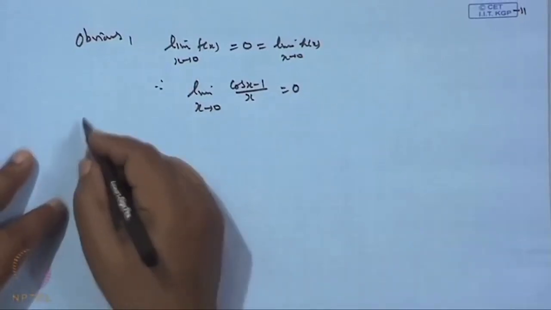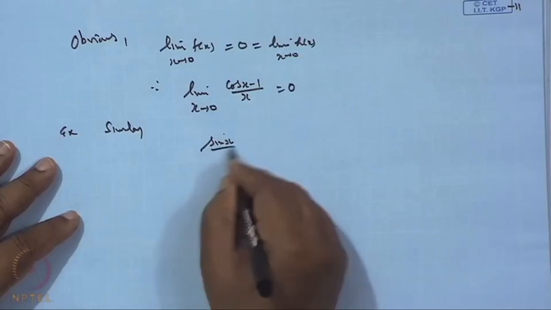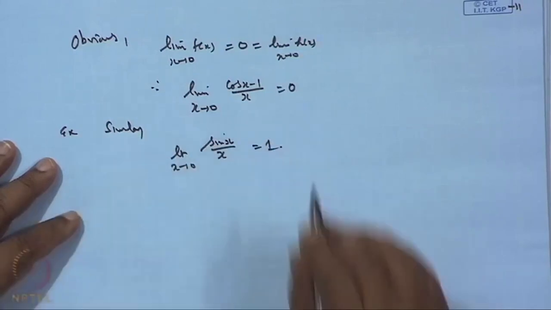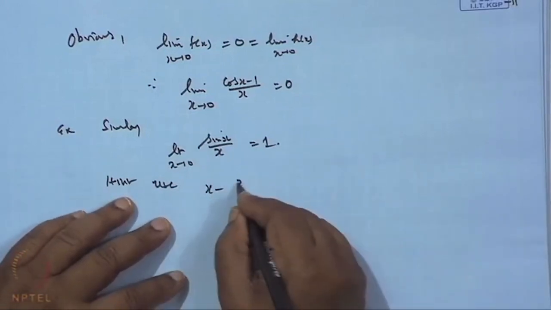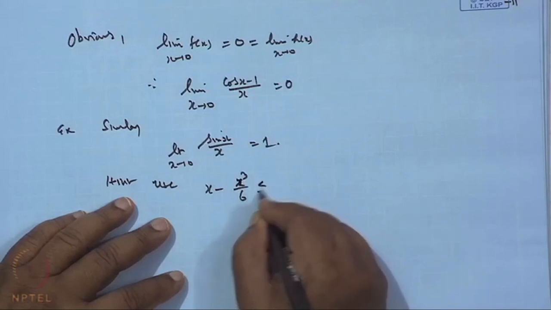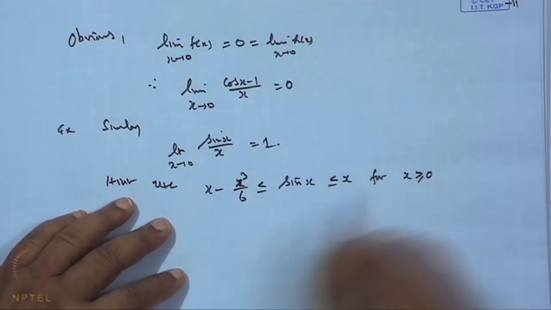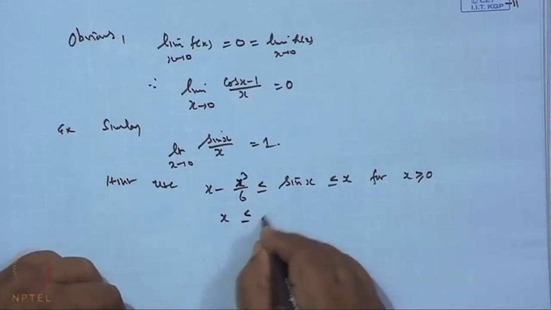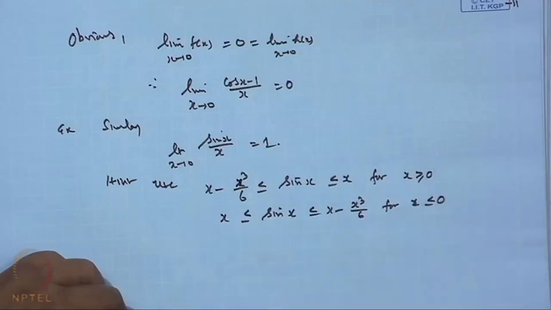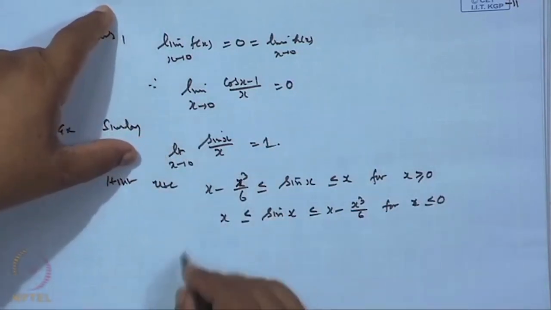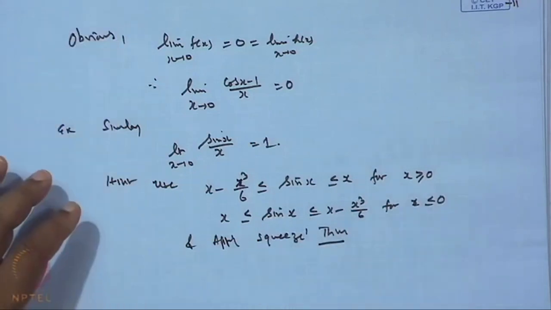And similarly, we can show similar results for sin x. Similarly, we can prove that the limit of sin x by x as x tends to 0 is 1. This I am just dropping. The hint is to use this inequality: x minus x cube by 6 is less than or equal to sin x, which is less than or equal to x for x greater than or equal to 0, and x is less than or equal to sin x, which is less than or equal to x minus x cube by 6 for x less than or equal to 0. So, use this, apply the Squeeze theorem, and you will get this result quickly.